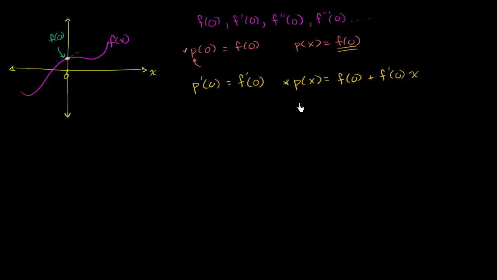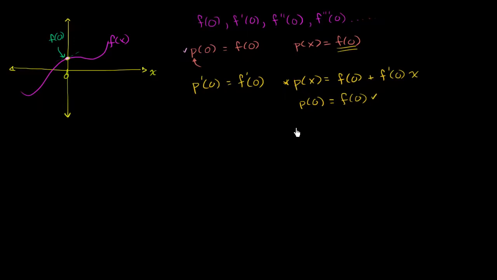What is p of 0? P of 0 is going to be equal to, you're going to have f of 0 plus whatever this f prime of 0 is times 0. Right? If you put a 0 in for x, this term's just going to be 0. So you're going to be left with p of 0 is equal to f of 0. That's cool. That's just as good as our first version.